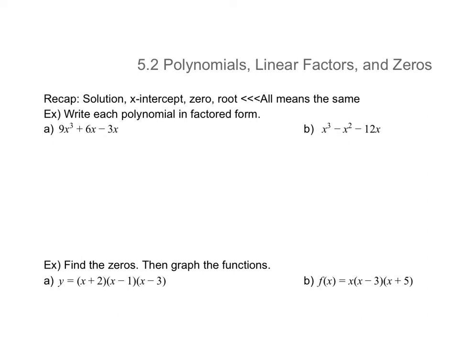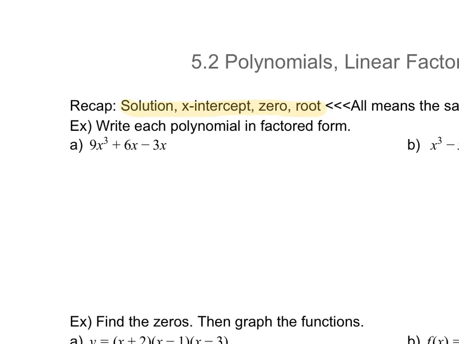So if you see the words solution, x-intercept, zero, root, all of those mean the same thing. It's where it crosses the x-axis. And that's what these polynomial functions are really focusing on. Those are the solutions of where they cross. So if you see those words, just know that they're all interchangeable and they're all the same thing.